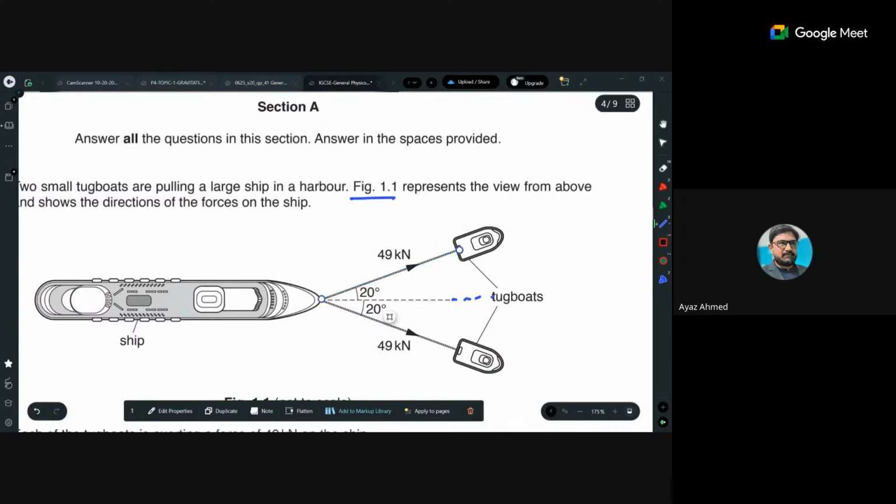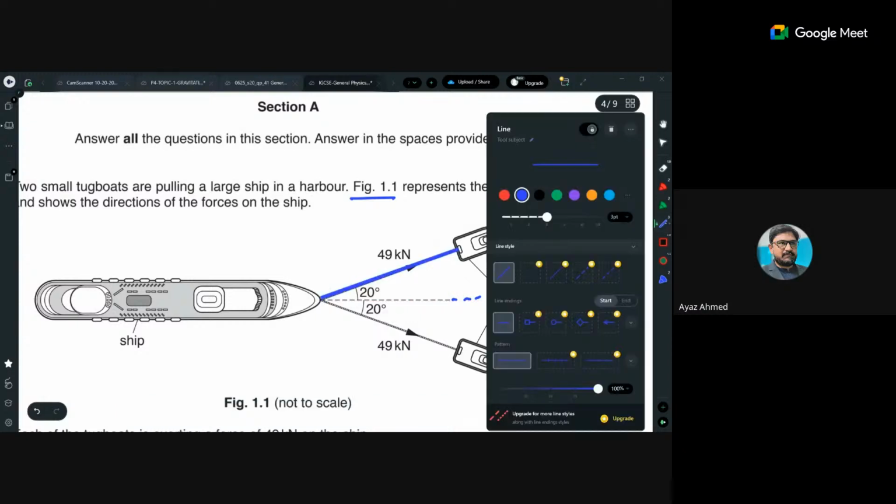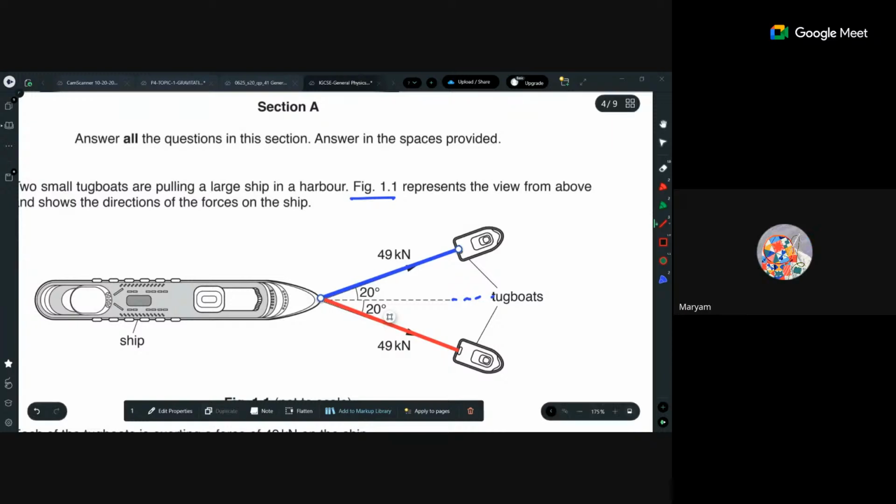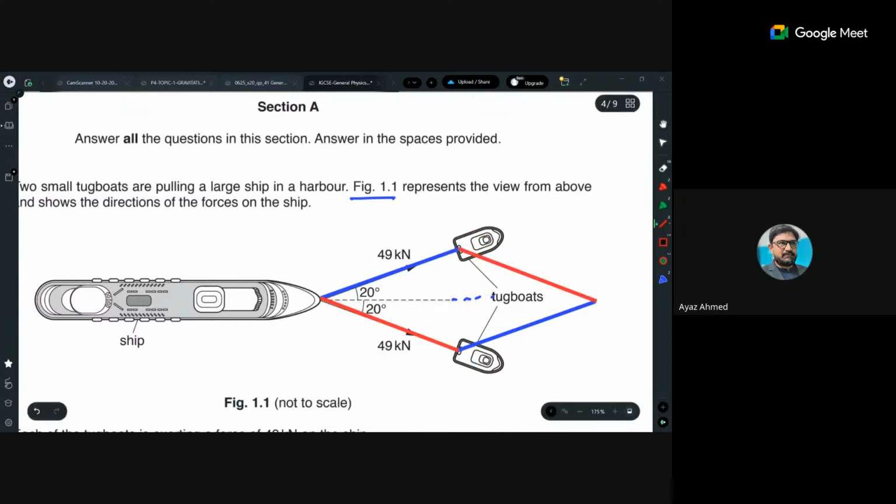ठीक है? This is one force. ठीक है? Then that one is the force of the second tugboat. I just produce replicas of these. ठीक है? इसको उठाया मैंने. I just put it on the head of this without changing its direction. Then I put this one and I just placed it on the head of this one without changing any direction. So are you getting a parallelogram?